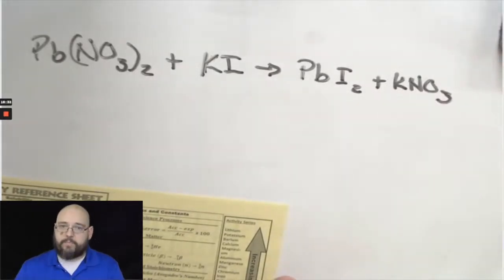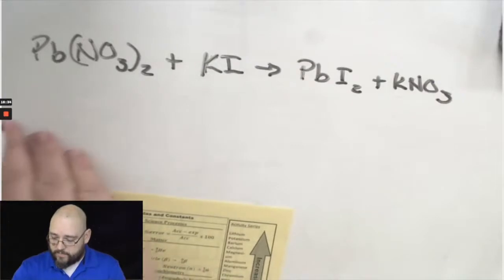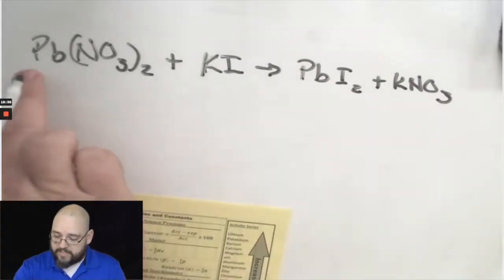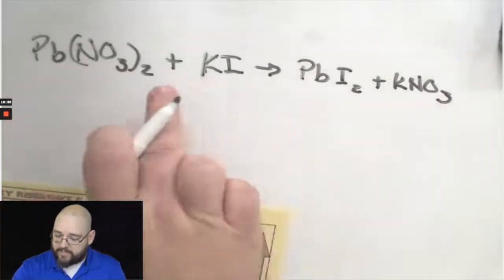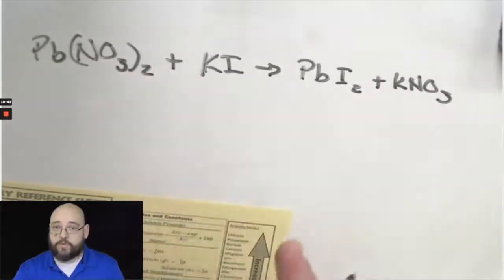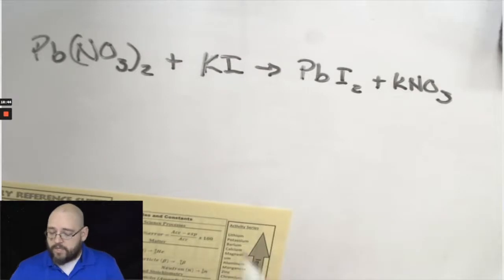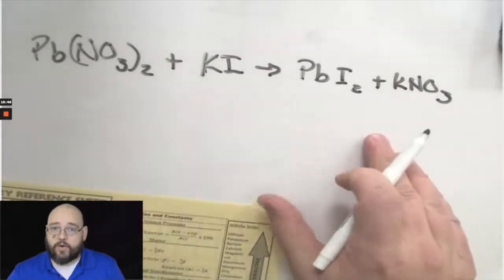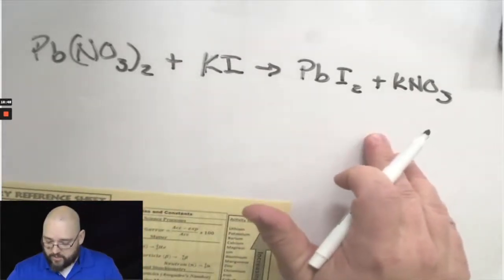Now I'm not worrying about balancing these right now. So I've written them out. So instead of lead nitrate, I have lead iodide. Instead of potassium iodide, I have potassium nitrate. So they switched partners, switched names. So now we need to look to see if they are actually soluble.